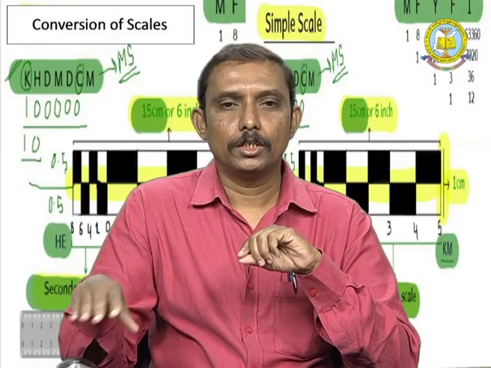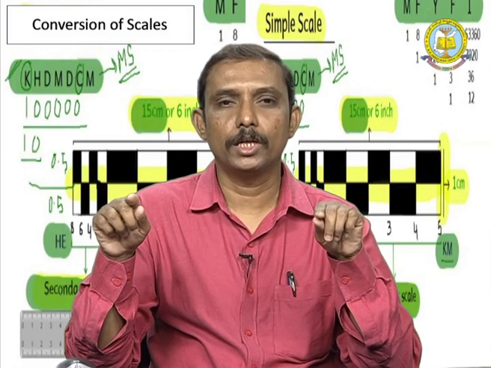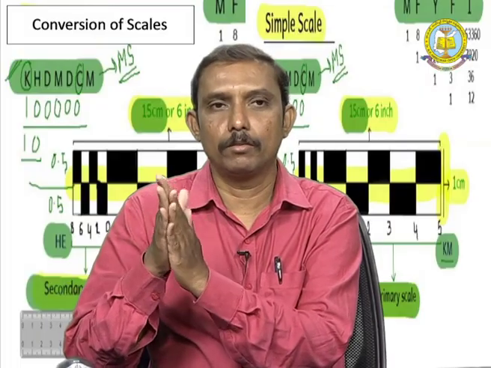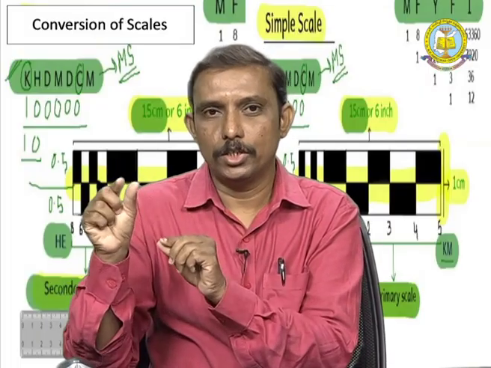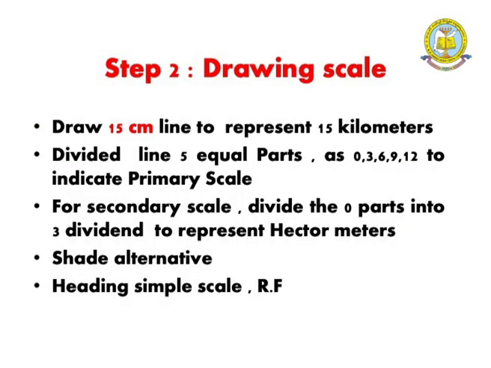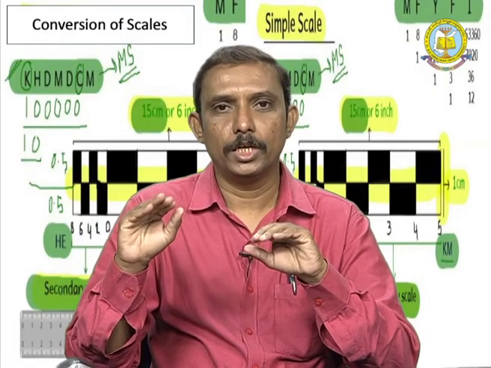While drawing this, first you have to take a 15 centimeter line. From the 15 centimeter line, you have to divide it into 5 parts with a 3 centimeter distance and mark it just like this. If you see here, one line is drawn, the 15 centimeter line. On it, the first unit is 0 and the next units will be 3, 6, 9, 12.